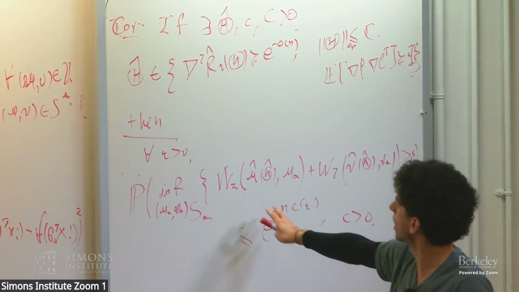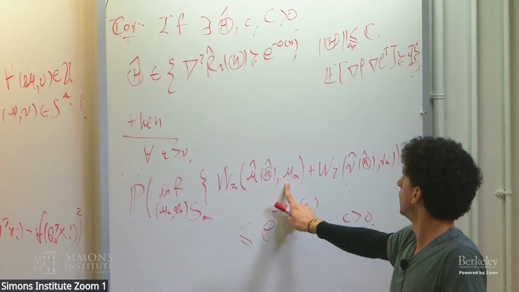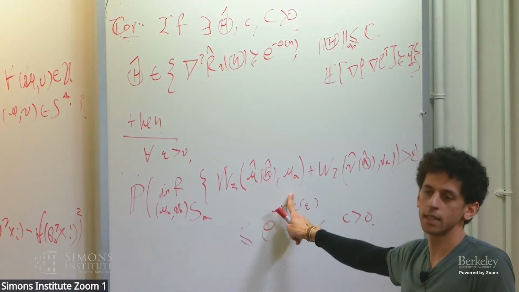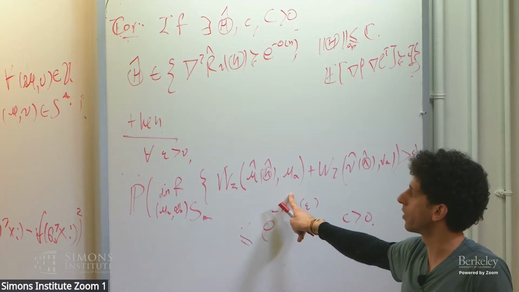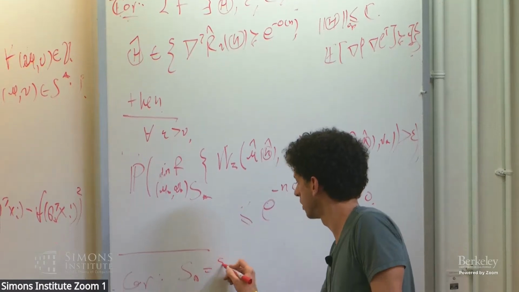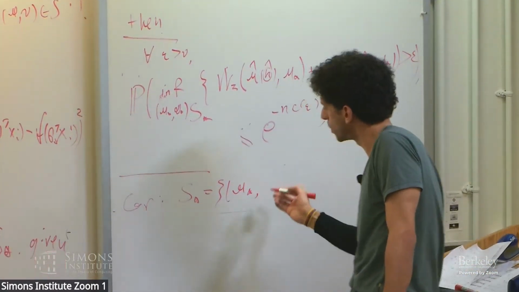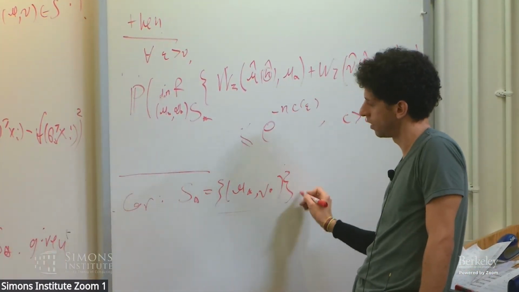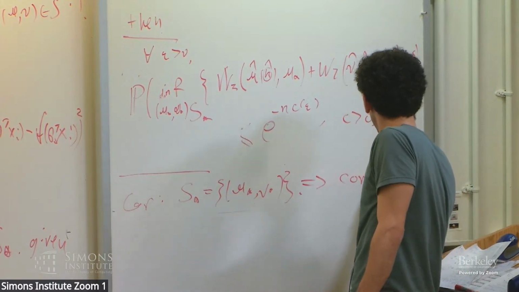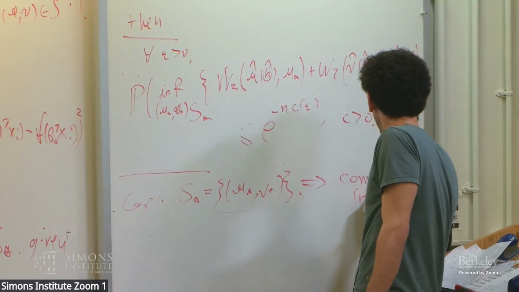So this gives you exponential convergence, in some sense, of this thing to the set. Now, if S star determines mu star and nu star uniquely, then you have convergence in Wasserstein-2 distance.